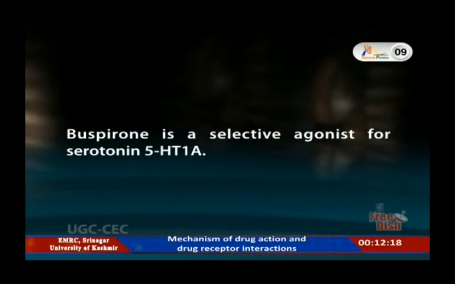An irreversible agonist is a type of agonist that binds permanently to a receptor through the formation of covalent bonds. A few of these have been described. A selective agonist is selective for a specific type of receptor. Example, buspirone is a selective agonist for serotonin 5-HT1A.